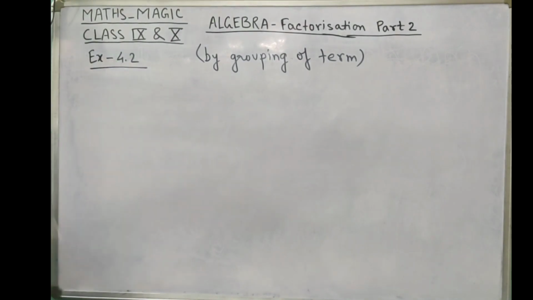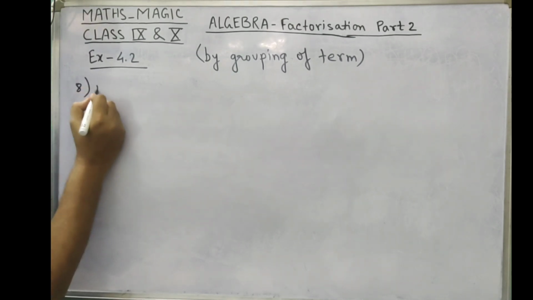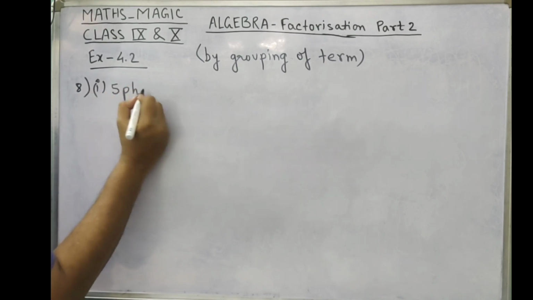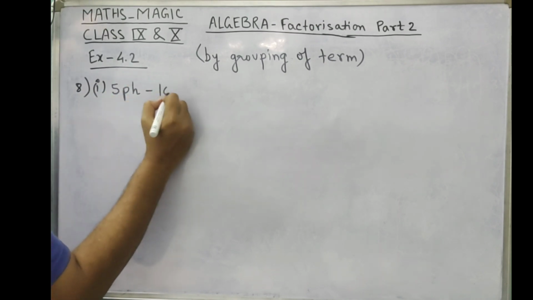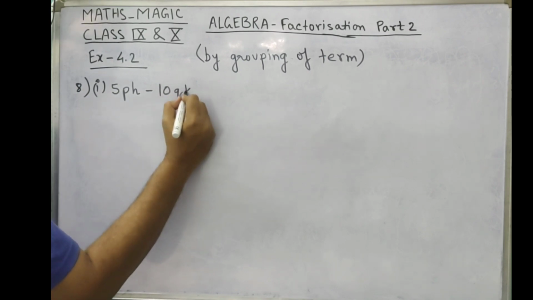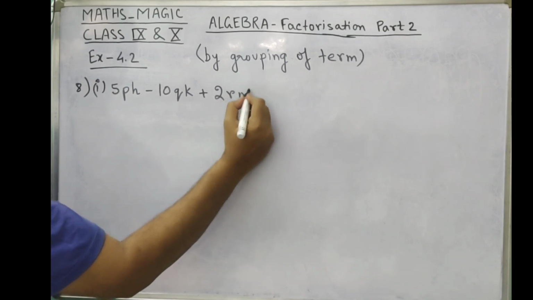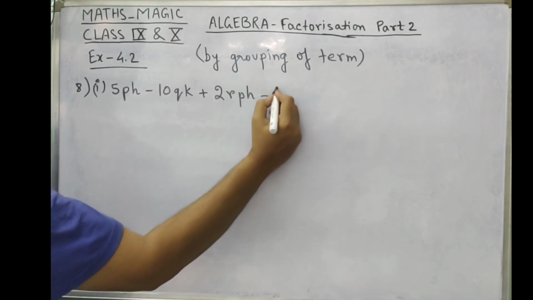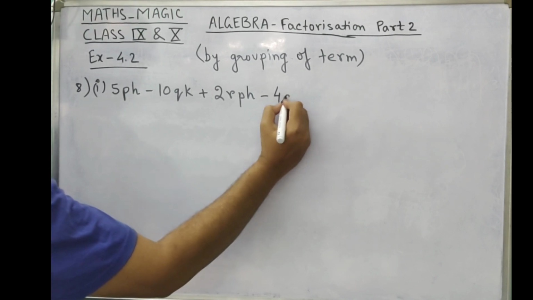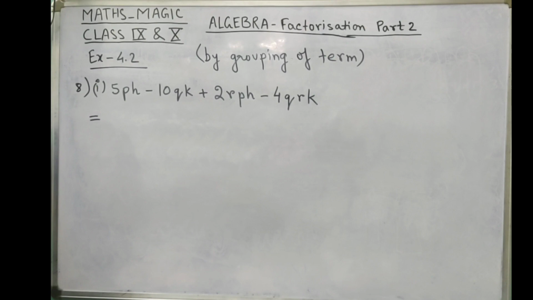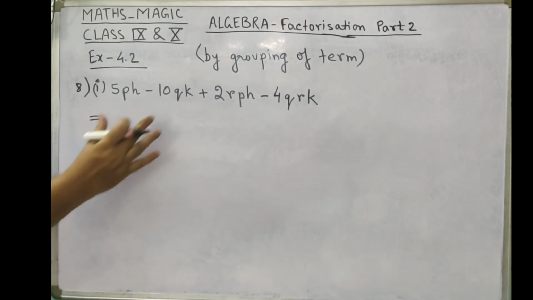Now let us do sum number 8, part 1. 5ph minus 10qk plus 2rph minus 4qrk. Okay, so again I'll be grouping these.